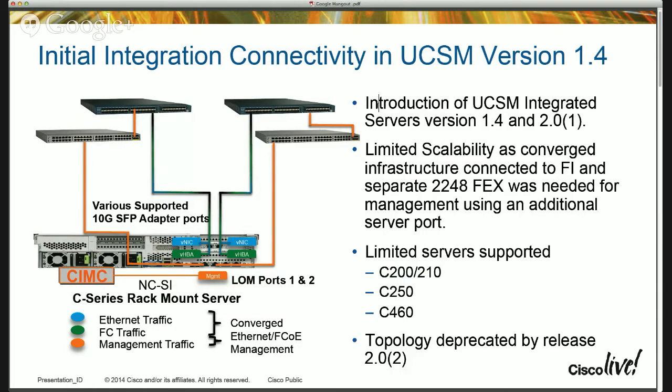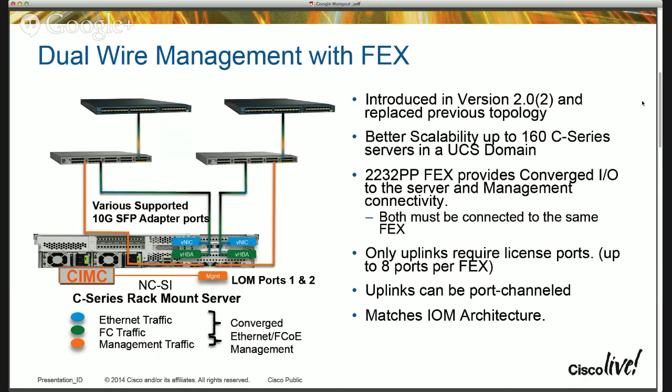So absolutely. Interestingly enough, this topology that we're looking at here was only supported in versions 1.4 and 2.01. When we realized that this was something that customers did want to do, we very quickly said, all right, we need to make this look like the blade servers do. Basically, we need a couple of IOMs, and we need all the servers to connect to the IOMs. So in 2.02, we replaced the previous topology, where we used the 2248s for management and connected directly to the fabric interconnects for data, with the 2232PP FEX. As a matter of fact, the previous topology is deprecated. It's only supported in 1.4 and 2.01. From 2.02 moving forward, we went to this model.